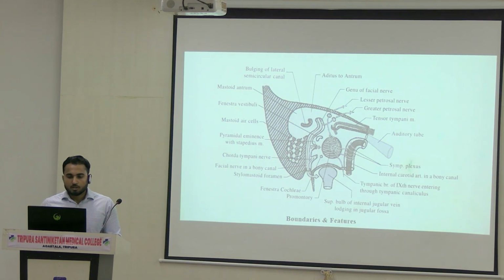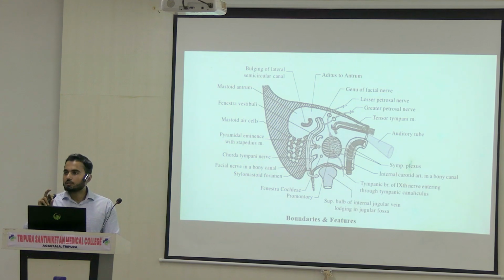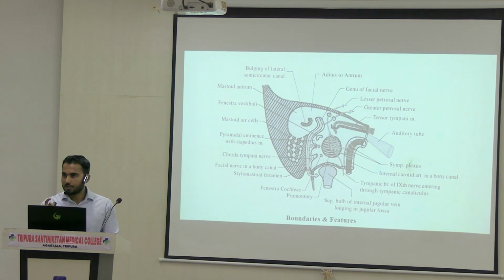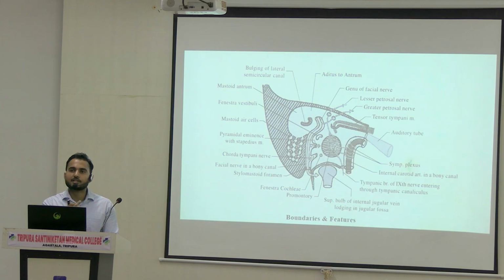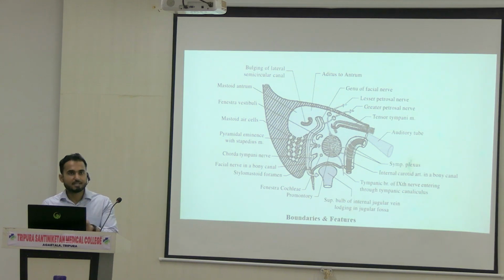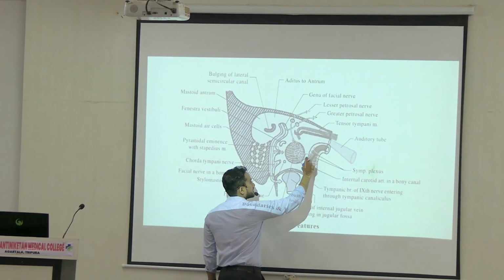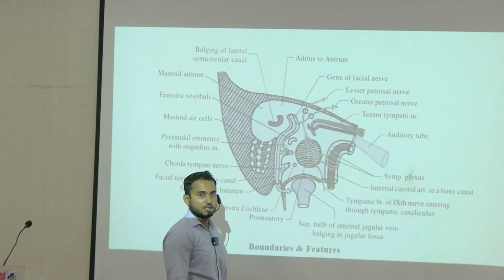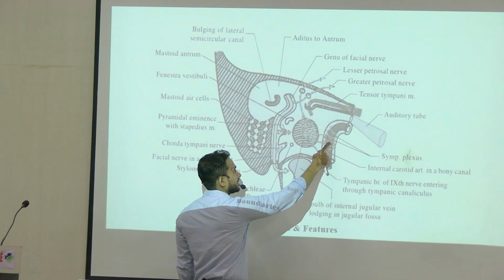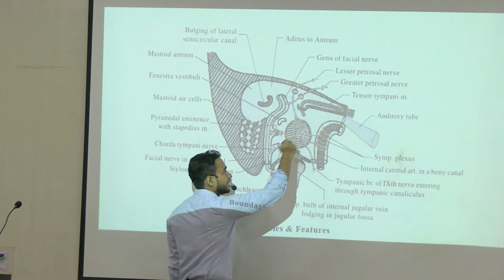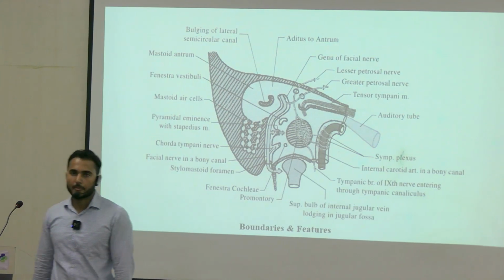Next, from the internal carotid artery and the sympathetic plexus which is around it, the caroticotympanic vessels and nerve will pierce the anterior wall and then enter the cavity. So this is the internal carotid artery, this is the sympathetic plexus around it. From here the blood vessel and the nerve will pierce the anterior wall and then enter inside the middle ear cavity.